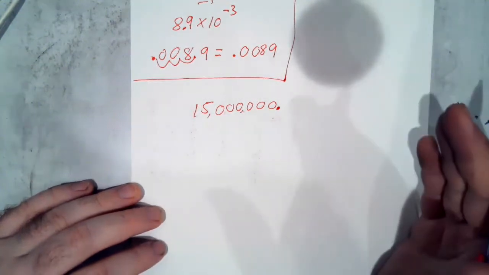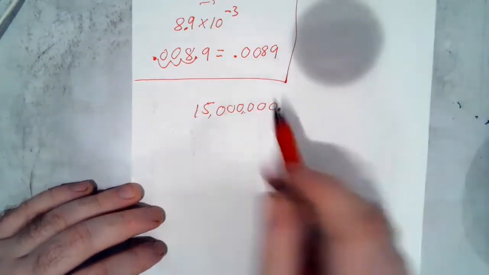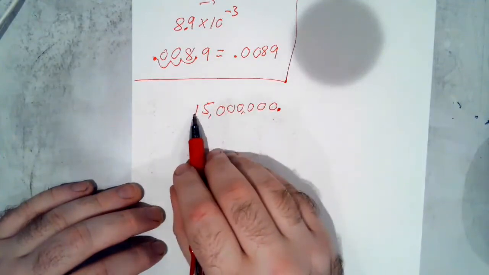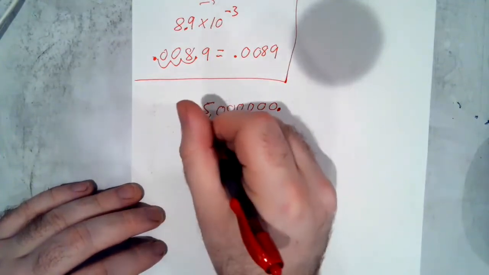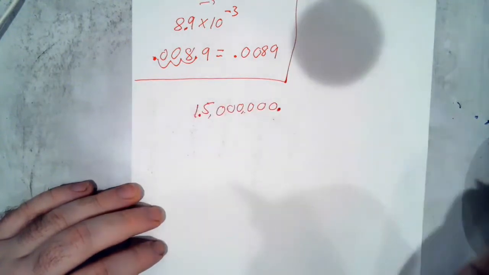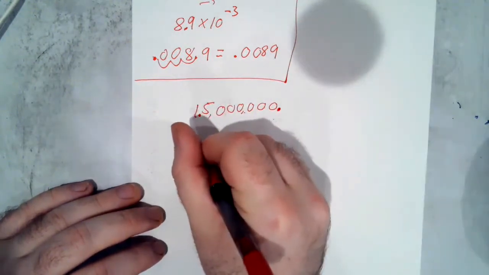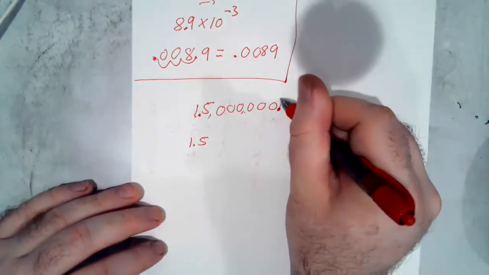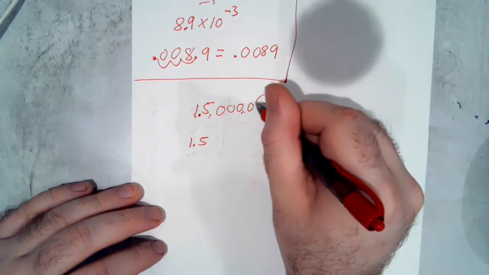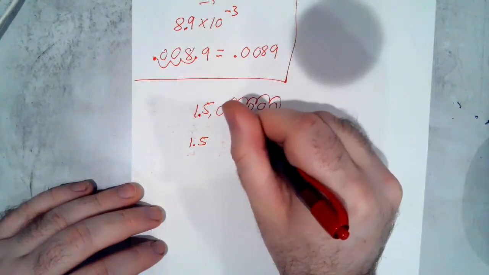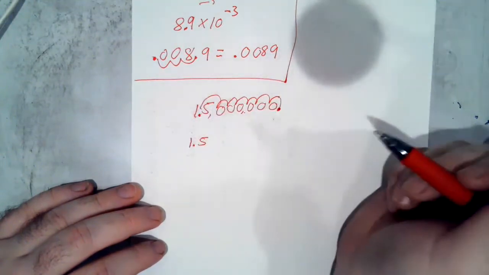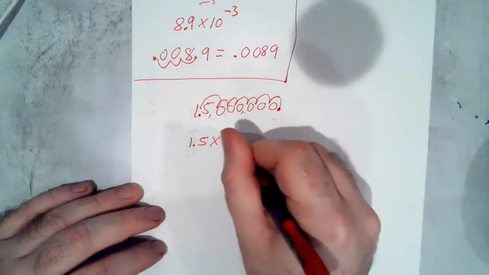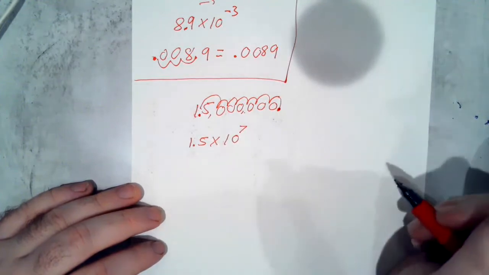So we're going to do the same procedure as we did before, but we're working in the opposite direction. We're going to find that first whole number, which would be 1 in this case, and put the decimal after it. Okay, so I'm going to write 1.5. And now we're going to work this way. I move the decimal 1, 2, 3, 4, 5, 6, 7 times to the left. So I'm going to write times 10 to the 7th power.